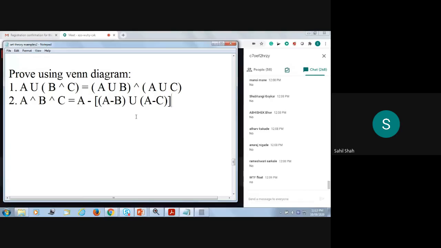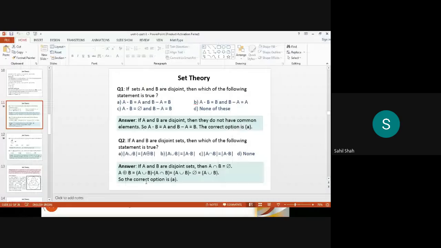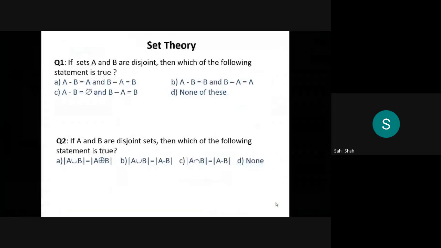Is it fine? Okay. If it is fine, let us move ahead for a couple of questions for you. So these are the questions for you. If sets A and B are disjoint, let me tell you what you mean by disjoint sets. Disjoint sets are the sets which do not share anything. The intersection between the two sets is phi, a null set, then the sets are said to be disjoint. If sets A and B are disjoint, then which of the following statements is true?